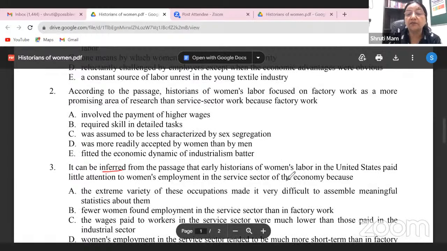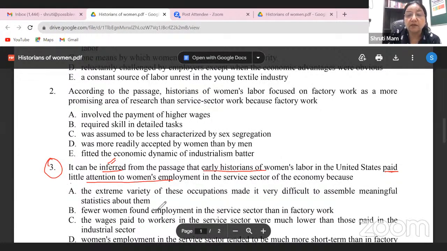So here the question is inferred, and what can be inferred about early historians of women's labor in the United States: that they paid little attention to women's employment. So here we have to understand from this part. First we look at the question. Let's say there are just 3-4 questions that I'm teaching you today. Let's see the various types of questions. The first question that I'm handling is an inference question.